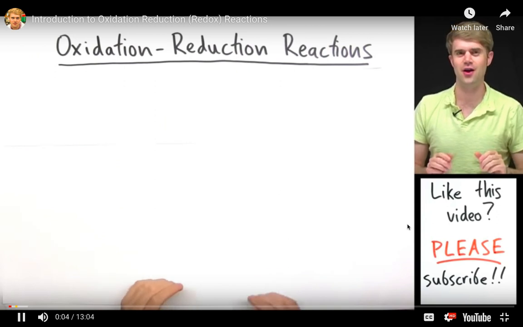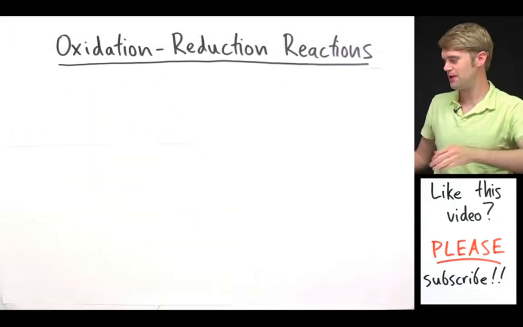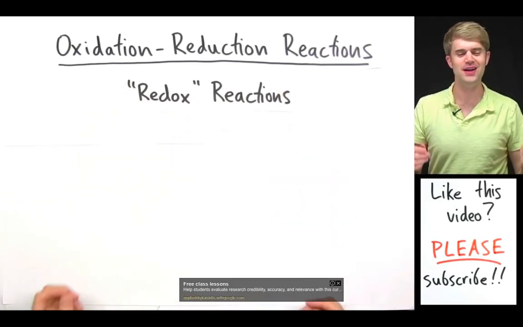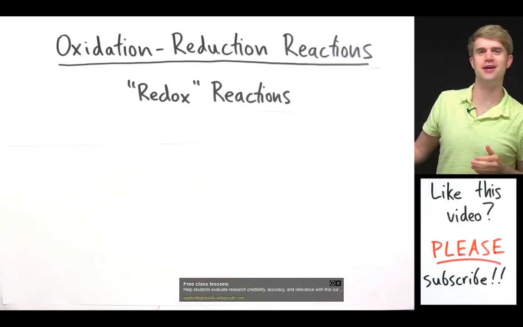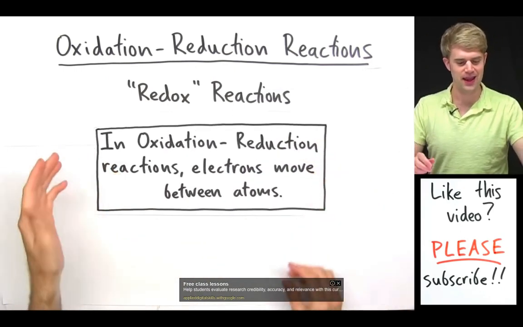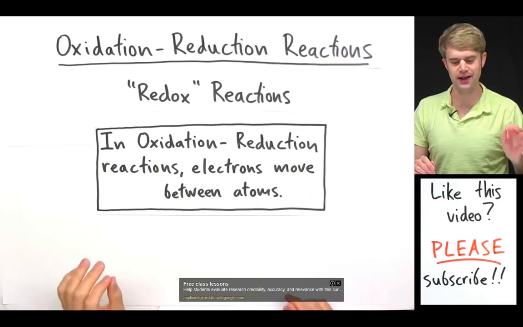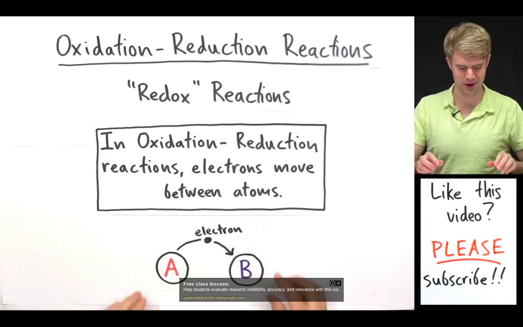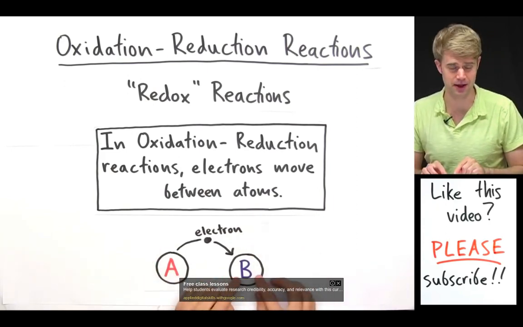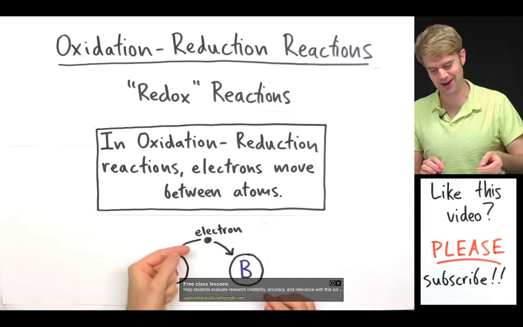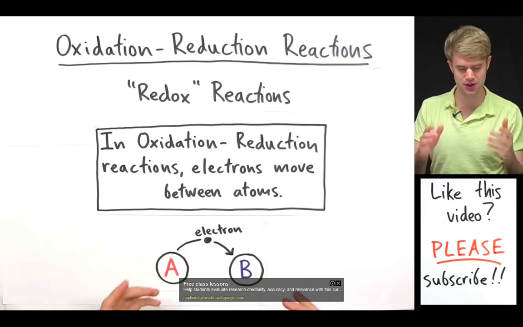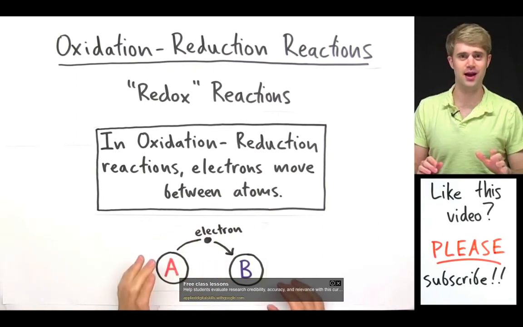This video is an introduction to oxidation reduction reactions. We often abbreviate oxidation and reduction, so we just call these redox reactions for short. So, what is an oxidation reduction or redox reaction? Here's a quick definition. In oxidation reduction reactions, electrons move between atoms. Check out this diagram here. We've got atom A and atom B, and there's an electron moving out of atom A into atom B. So this is definitely an oxidation reduction reaction because there's an electron moving between the atoms.